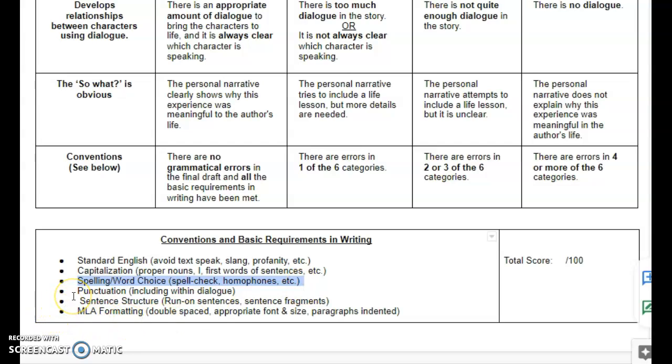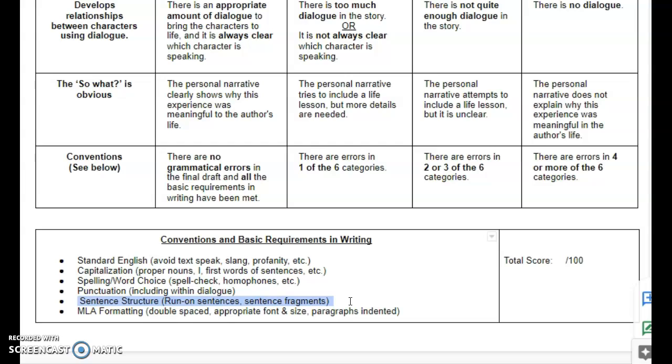Grammarly is a free resource available to you that you could use to check for all that stuff. Punctuation, make sure your punctuation is correct. Your sentences are ending with periods. You have commas. If you have a compound sentence, you have that comma and, comma or, whatever. With dialogue, you have quotation marks around what the people are saying. Things like that. Sentence structure, you don't want any run-on sentences or sentence fragments.